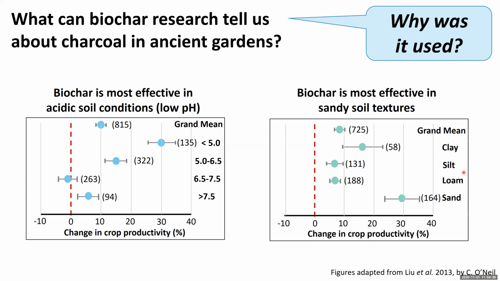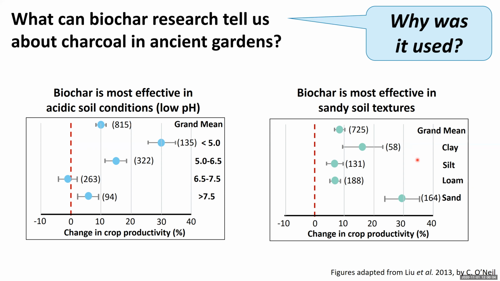The increase in loamy soils is pretty reliably around 8%, shown by these really small error bars, compared to the really large error bars around the average for clayey soils, which shows that the effects of biochar in clayey soils can be much more variable, even though it still shows a statistically significant increase in crop productivity.